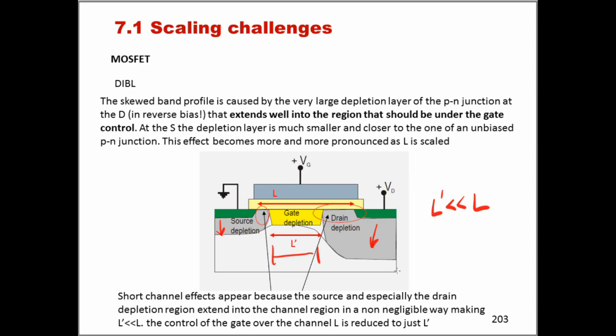So in other words, what I'm saying is that in a long channel, L prime is roughly equal to L, because the channel is so long that we can effectively discard the extension of these depletion regions into the channel. But in a short channel device, this is not anymore the case. And the actual part of the channel that is under the control of the gate is actually now much smaller than the intended channel region.